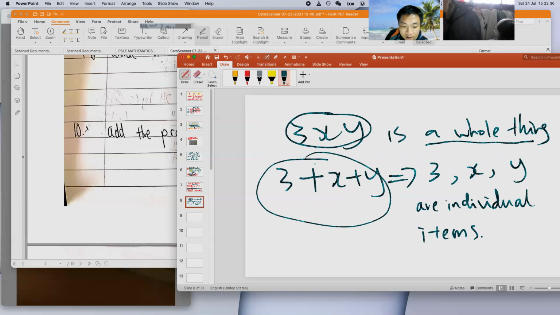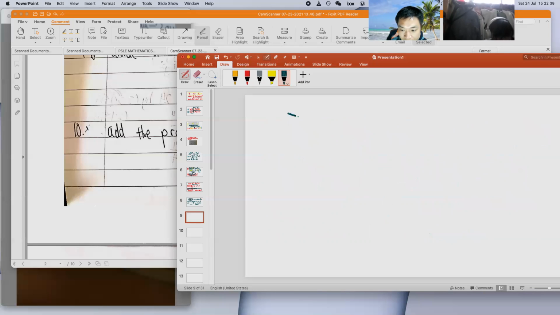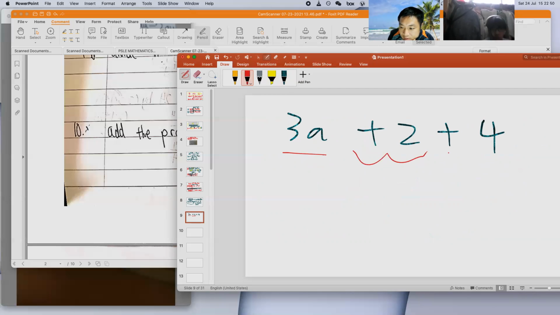Okay, that's why I think there is a practice last time. I asked you to underline items, right? Yeah. So how do you underline? Why do I need to include the plus sign? Because the plus sign belongs to the 2. Correct. Okay, so this is one item. This is plus 2, another item. Then plus 4 is another item. You remember this practice? Yeah.